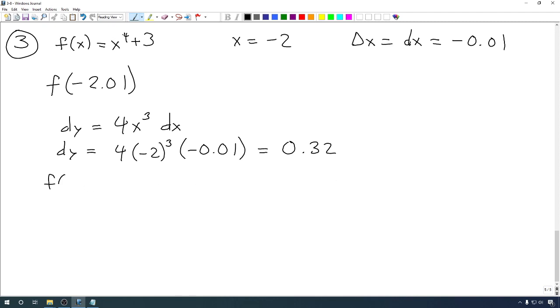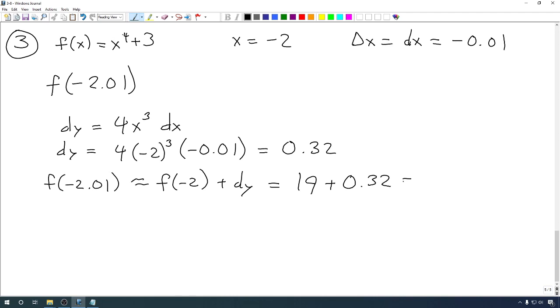That means that f of negative 2.01 is going to be approximately f of negative 2 plus this dy. F of negative 2, if we plug negative 2 into our original function, we have negative 2 to the 4th power. The 4th power gets rid of the negative, so what is 2 to the 4th power? That's 16. 16 plus 3 is 19. And we're going to add 0.32 to that. Of course, that's pretty easy to add. 19.32 is an approximation for what f of negative 2.01 should be.